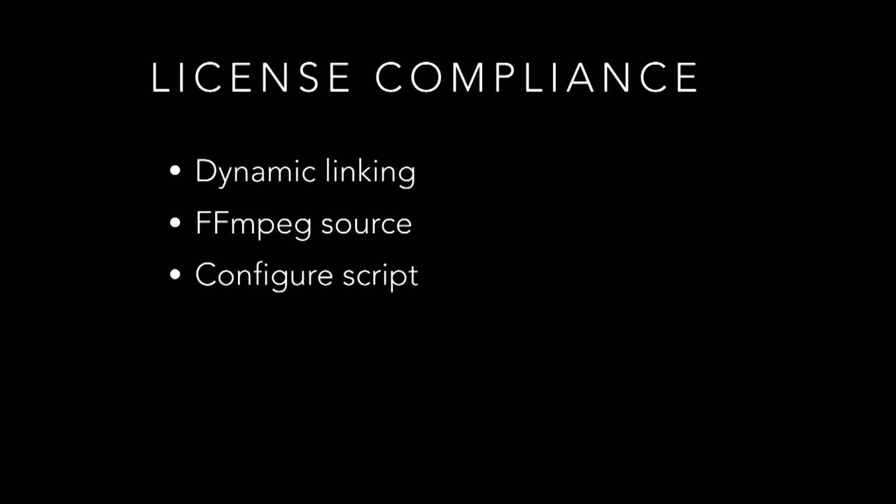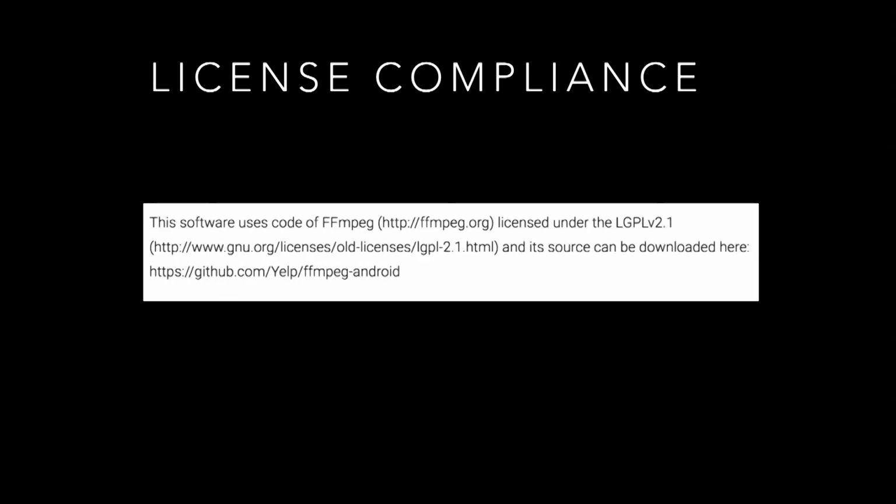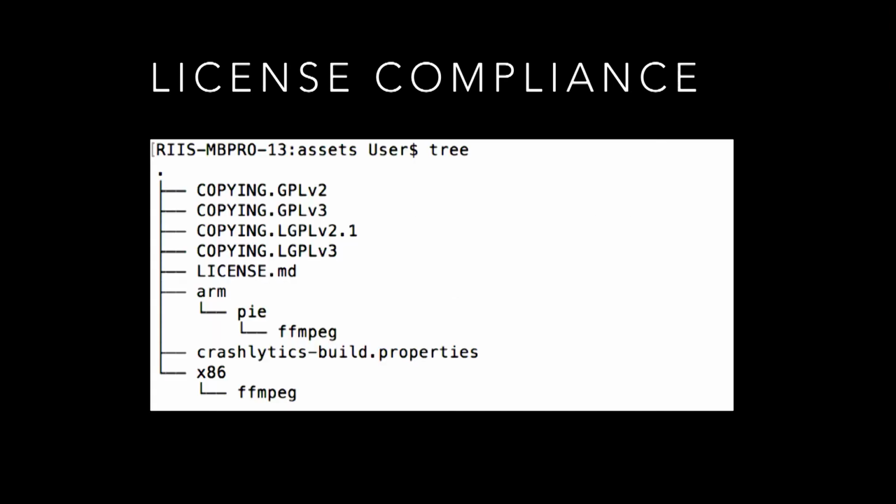They also require you to mention that you're using FFmpeg on your website wherever you have a link to download your app. So this is an example from Yelp. They actually put this in their Google Play Store notes, and every time they release it, they have to include it in their notes. And you also have to put the license files in the directory in which you put your FFmpeg, so in your assets or raw folder. And this is again the example from Yelp. This is how their tree looks.